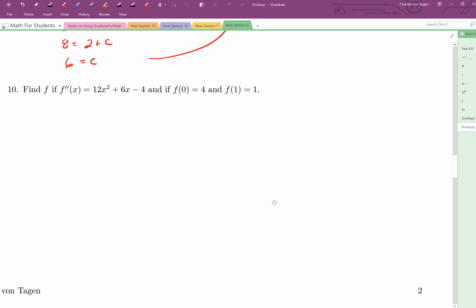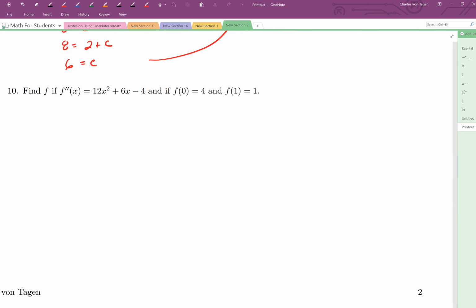We'll go ahead and do number 10 here, and then we'll break the video in half. So this is just more of the same in some ways, folks, except that now I'm asking you to find f so that the second derivative satisfies these conditions.